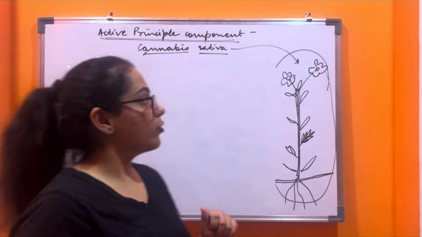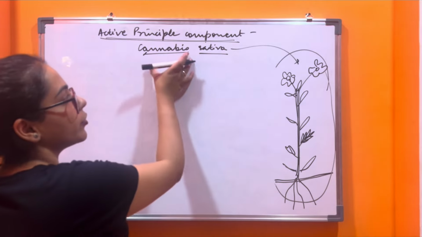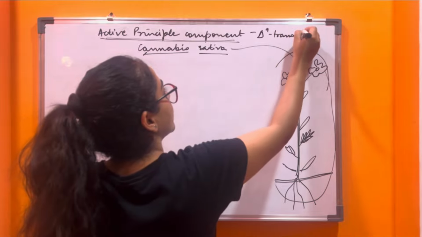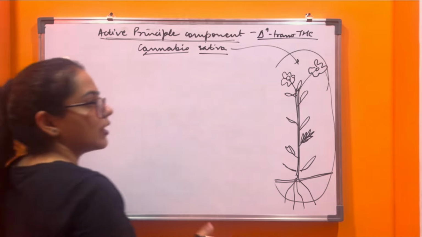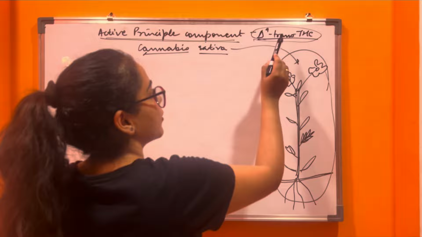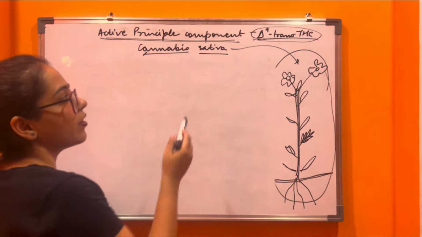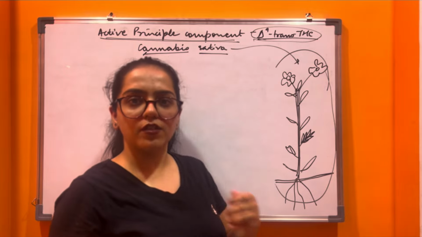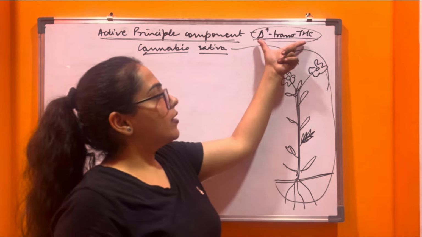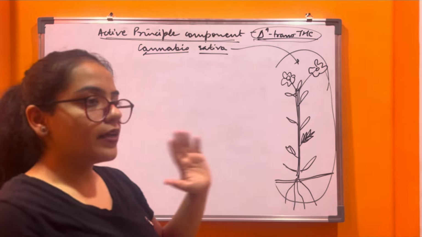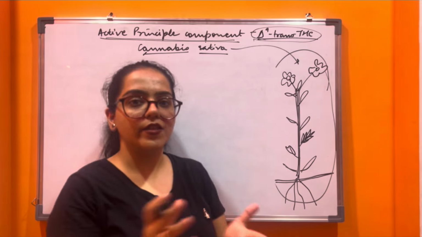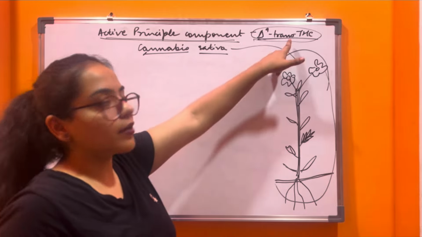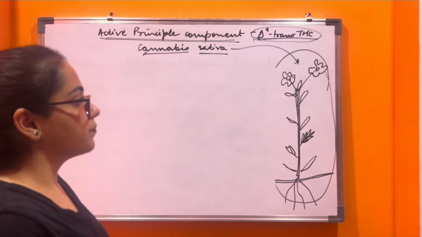Now that we know the active principal component of the plant Cannabis sativa is delta 9 trans THC, right? This chemical is present in the plant, and it produces a psychoactive impact on the central nervous system of humans. That is why this plant is under control, and there are several other things that I will be teaching you. It is all because of this chemical, delta 9 trans THC, right?